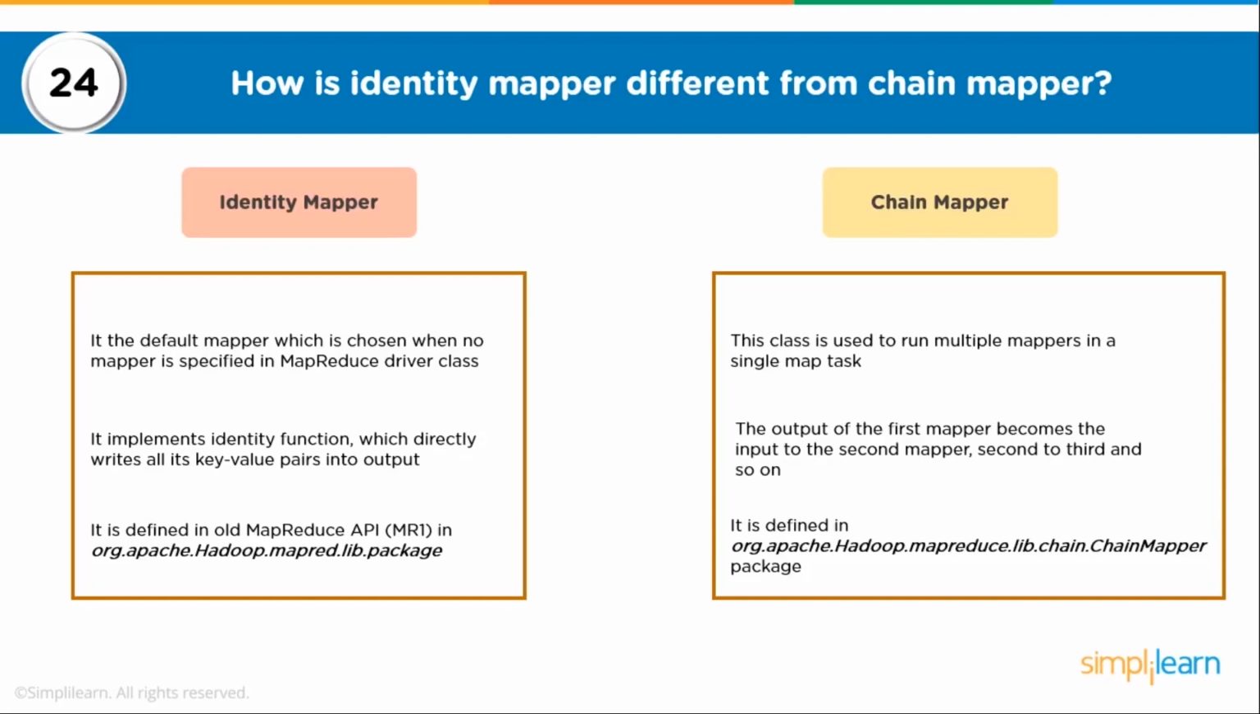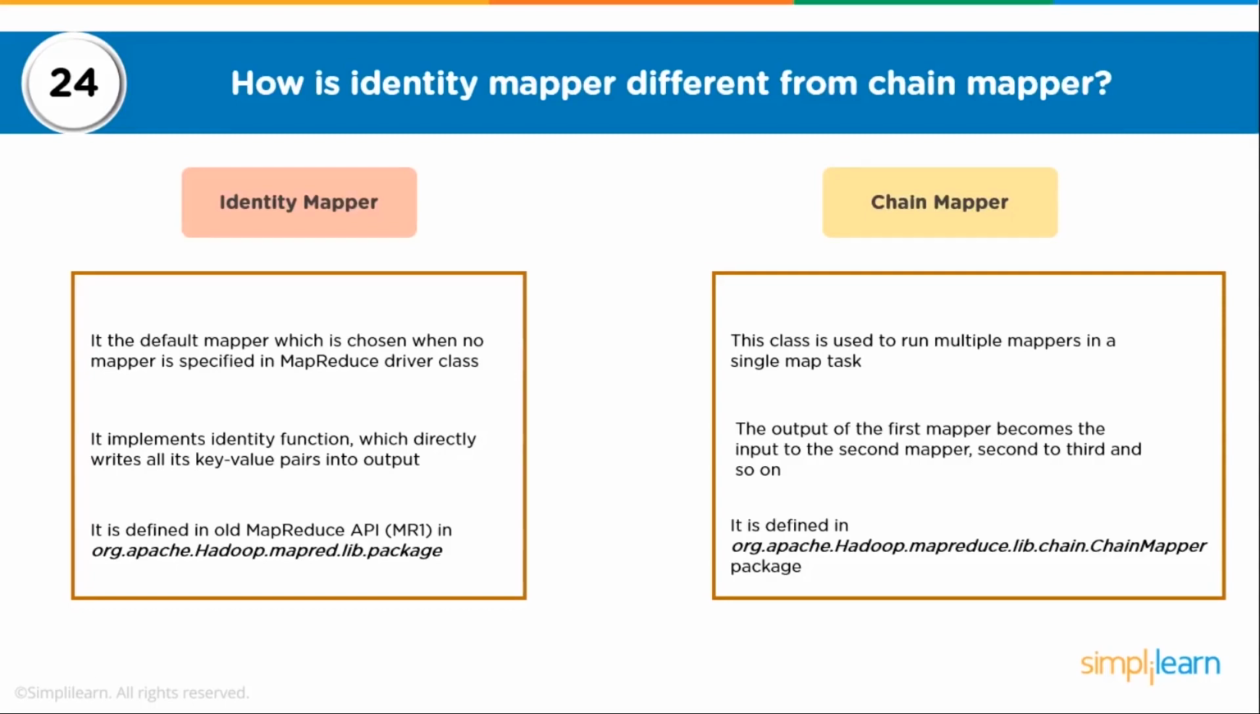Now, if a mapper is not specified within your driver class, the driver class is something which has all the information about your flow. What's your map class? What is your reduce class? What's your input format? What's your output format? What are the job configurations and so on? So identity mapper is the default mapper which is chosen when no mapper class is mentioned in your driver class. It basically implements an identity function which directly writes all its key-value pairs into the output. It was defined in the old MapReduce API in this particular package.